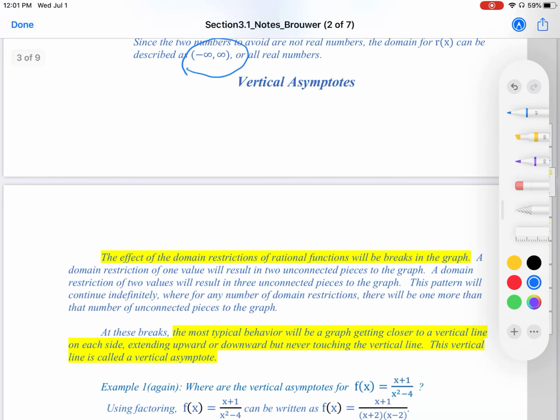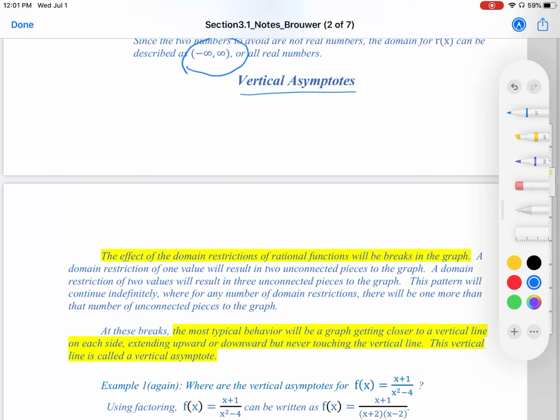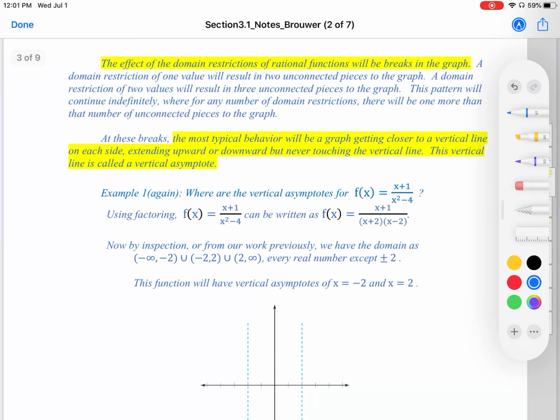Vertical asymptotes. The effect of a domain restriction of rational functions will be breaks in the graphs. A domain restriction of one value will result in two unconnected pieces of the graph. A domain restriction of two values will result in three unconnected pieces of the graph. This pattern will continue indefinitely, where for any number of domain restrictions, there will be one more than that number of unconnected pieces of the graph.